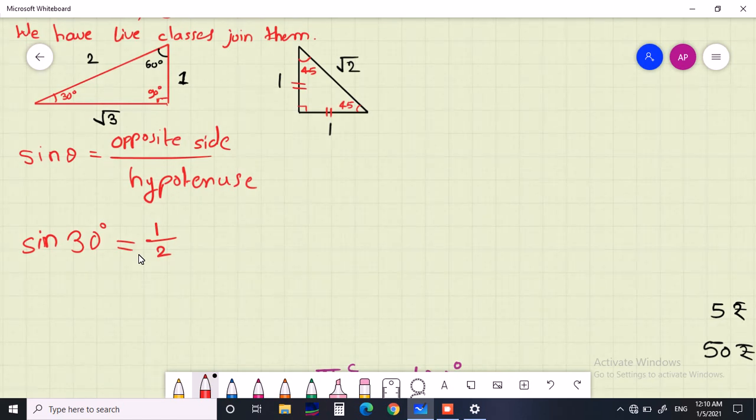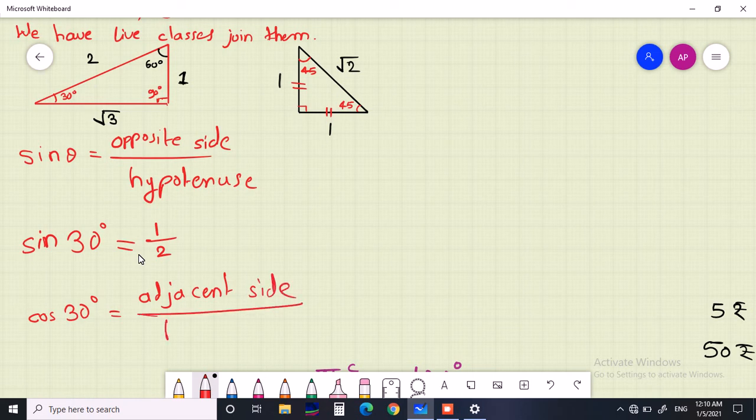Let us calculate cos 30 with the same diagram. Cos 30 is what? Adjacent side by hypotenuse. What is the adjacent side? It depends on theta. Here we have taken 30 degree, so the adjacent side to 30 degree is root 3. And what is the length of hypotenuse? It's 2.